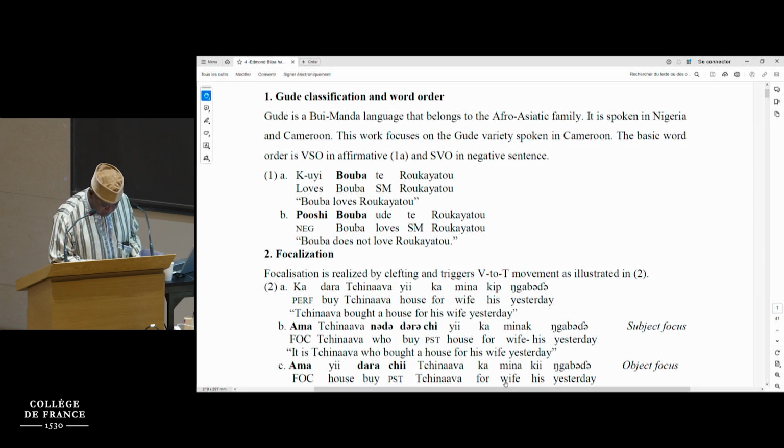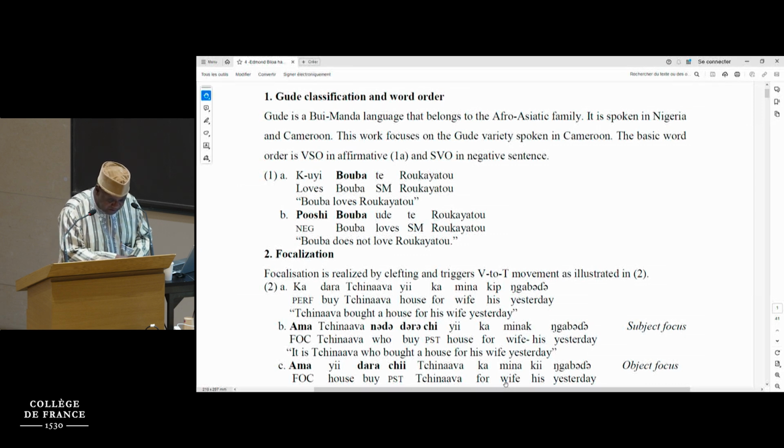The driving forces behind movement being the criterial heads, Q, Rel, Foc, Top, Excl, these criterial heads are movement triggers. The scope discourse semantics criteria are equivalent to Chomsky's feature checking approach. As I said earlier, Gude is an Afro-Asiatic, Biu-Mandara Chadic language spoken in Nigeria and in Cameroon. 20,000 people speak Gude in Cameroon. 70,000 people speak Gude in Nigeria.